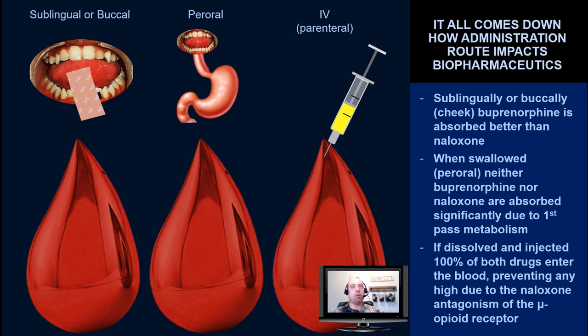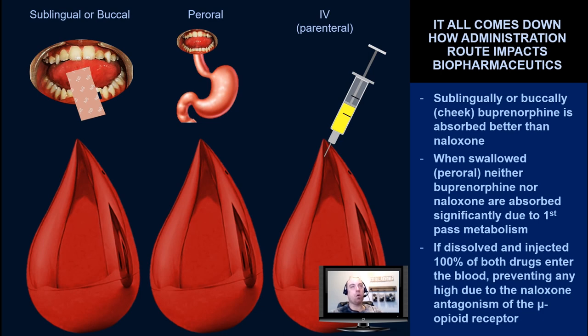So why is there a difference, and what is the difference between these dosage or administration routes? First of all, if you took it sublingually, the buprenorphine will get absorbed very well, but the naloxone is not absorbed very well there. So you won't get that inhibition effect. You'll mostly get the buprenorphine in the blood. You'll get that nice, subtle stimulation of the mu opioid receptor.